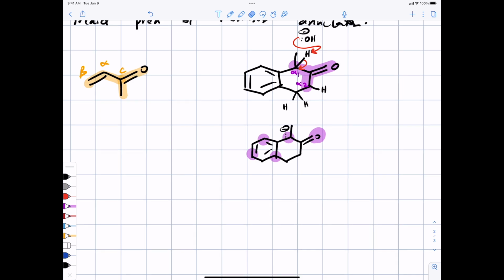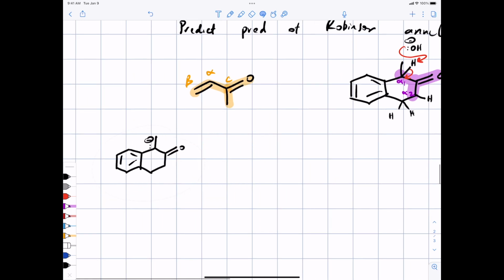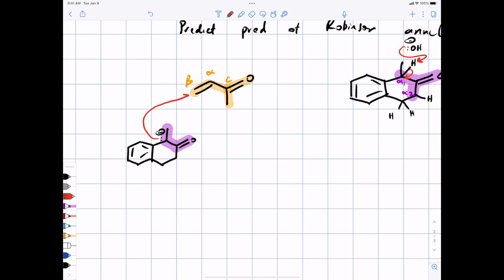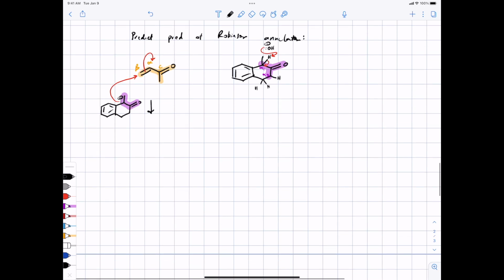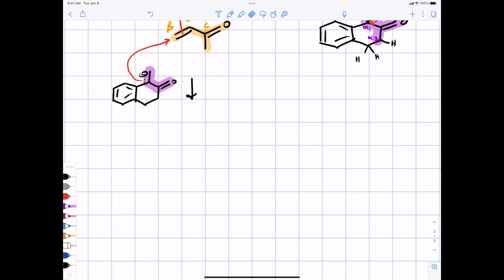So with that in mind, let's do the conjugate addition. I'm not going to, because we've drawn out the mechanism above, I may skip a few of the steps, or I might not. Let's see how we feel.